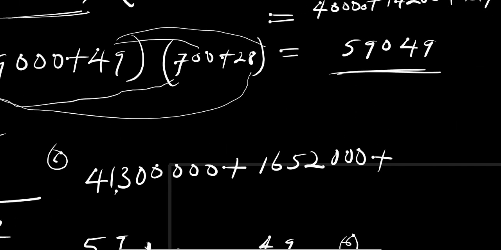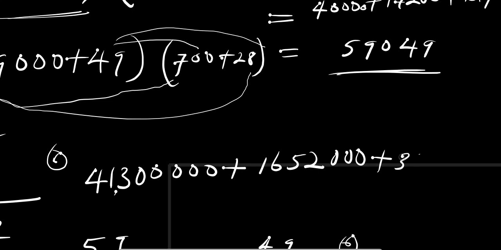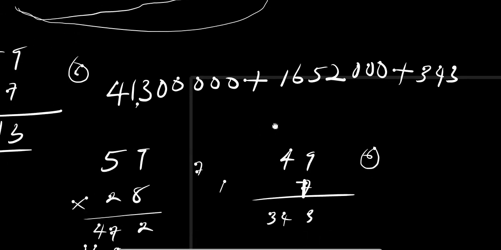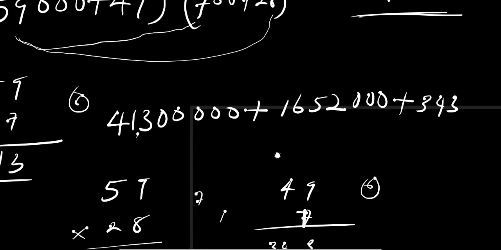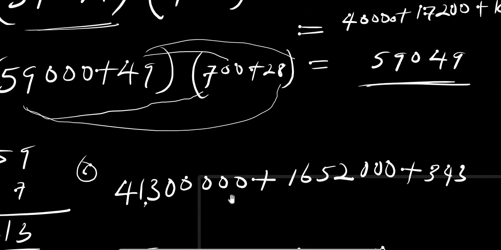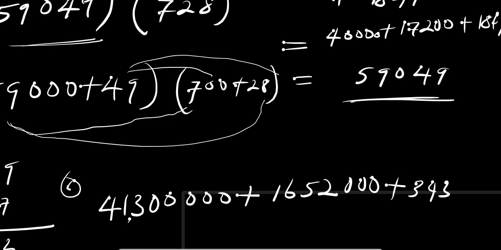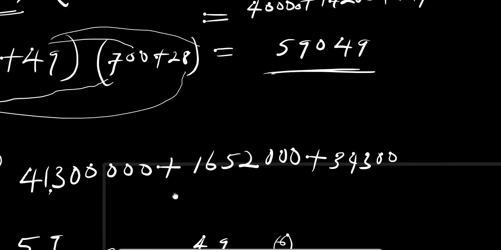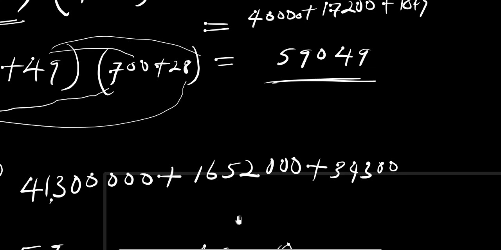So let me have it here. 343. How many zeros? So this was 49 times 7, right? So we have two zeros. That is 49 times 700. We have two zeros. So we have 34300. Have you seen it? The last one will be 49 times 28.